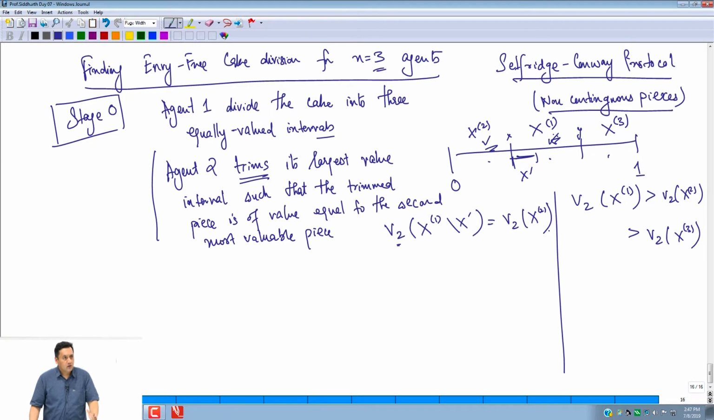Again, almost Pavlovian. How do I do this in the Robertson-Webb query model?